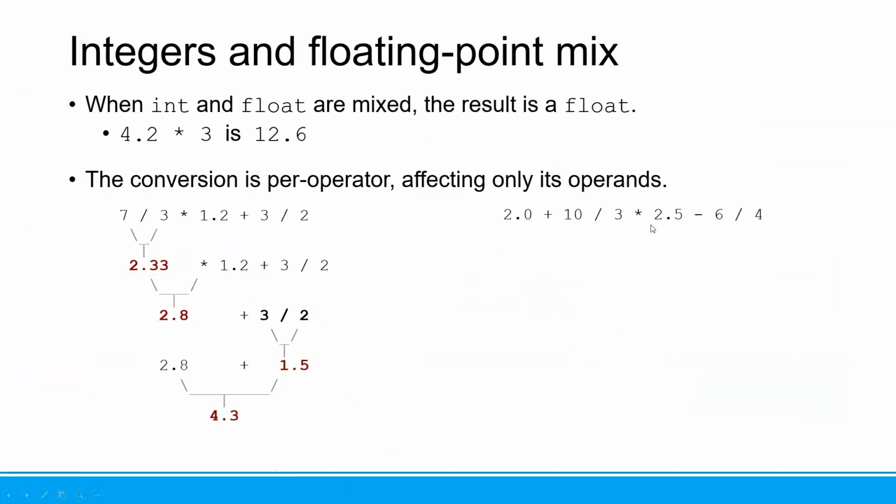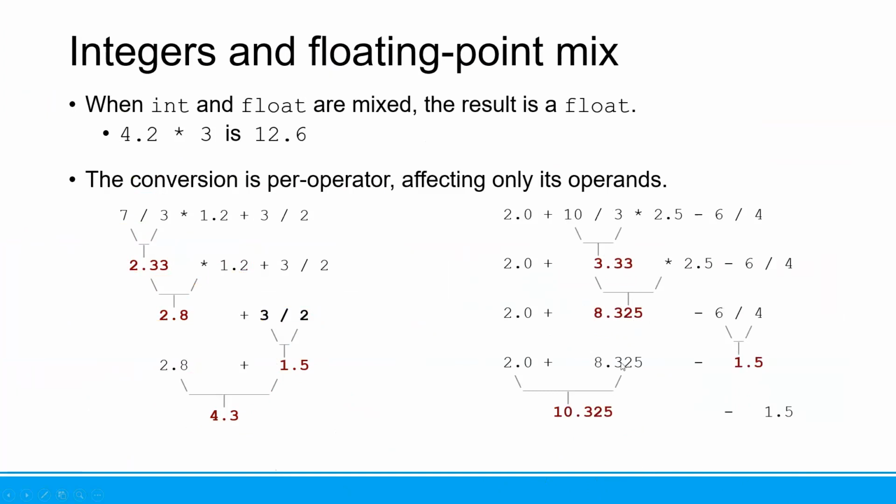What about this? The same, because float is the higher level. So the result will also be float. So 10 divided by 3 will be a float, and then float multiplied by float will be float. And then we have integer divided by integer, it will be float. And we will have float because 2.0 is float plus float, and the result will be float. Okay. So float is higher than integer.